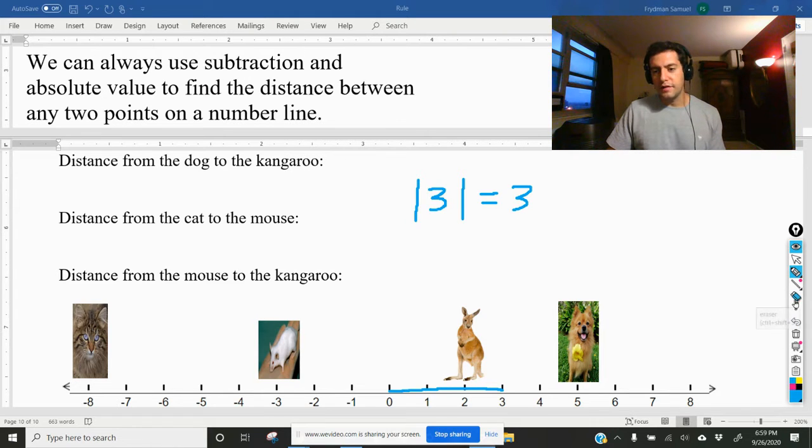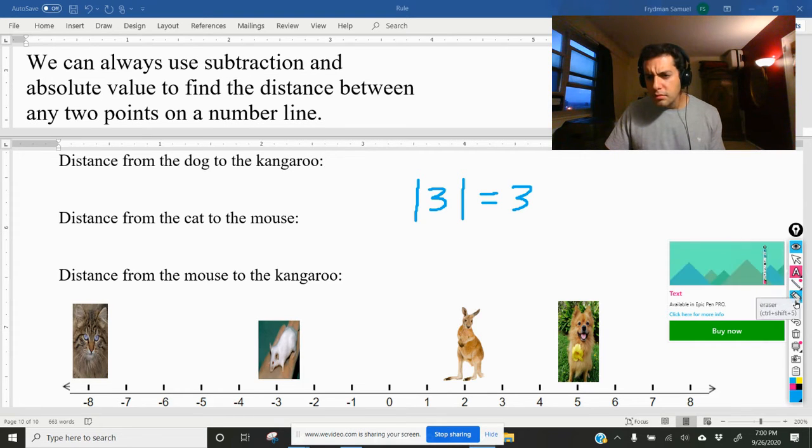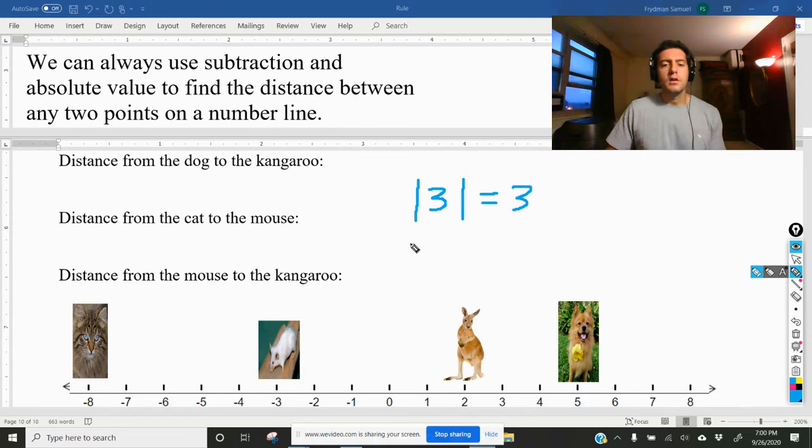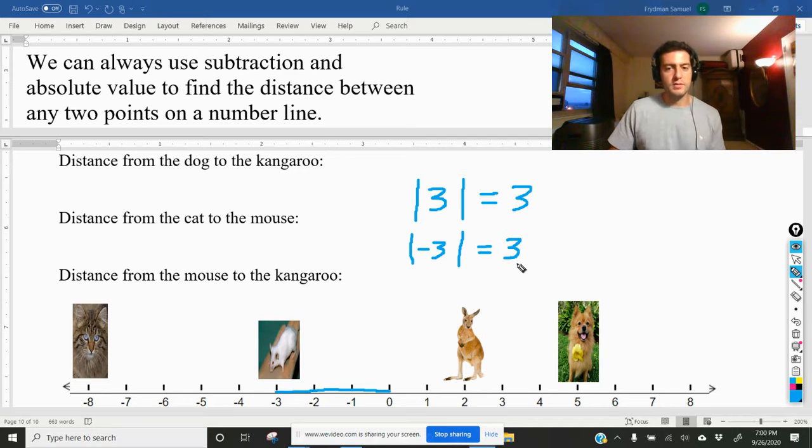And what if I wanted to find the absolute value of negative 3? What does that mean? That really means I'm asking myself, how far away is negative 3 from 0 on the number line? And just like positive 3, negative 3 is 1, 2, 3 spaces away from 0 on the number line. So the absolute value of negative 3 is also 3.